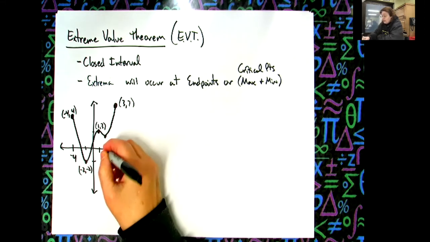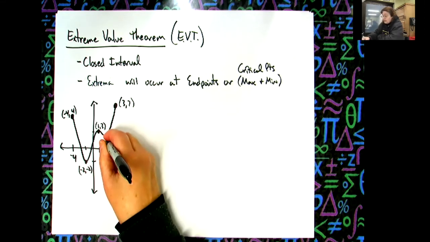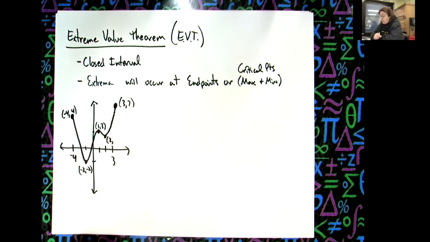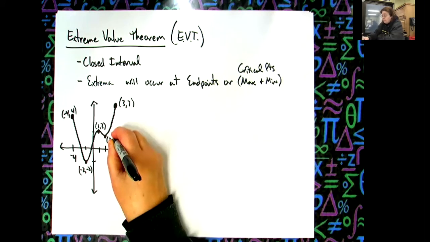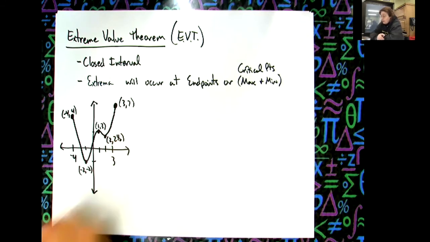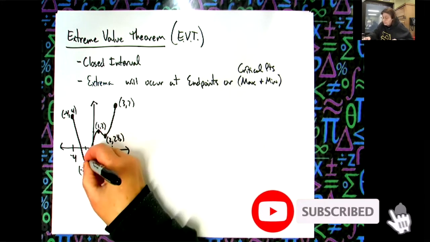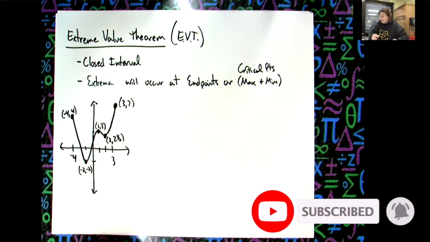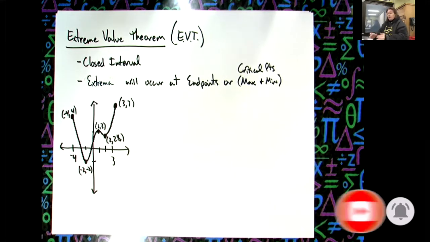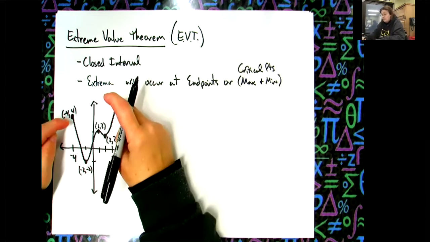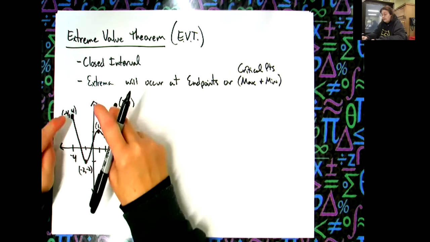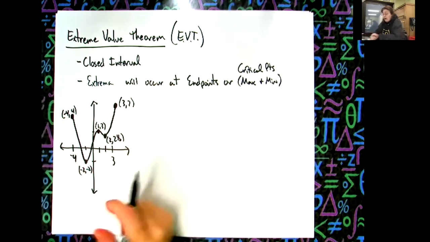I probably need to come up with this guy right here. Let's say he's (2, 2.5). Okay, almost missed him. Now my extrema can only occur on the endpoints or on the interior. Those are the only points. That's our extreme value thing here.